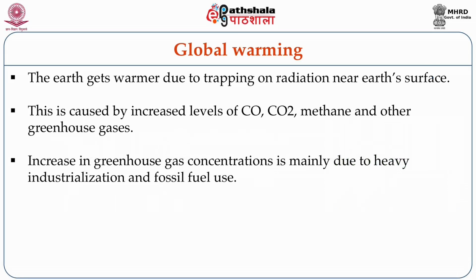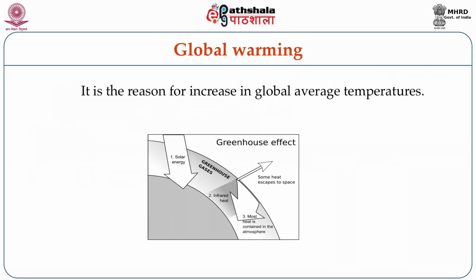It is not actually a true description of what happens. The earth actually gets warmer due to trapping of radiation near Earth's surface. This is caused by the increased level of carbon monoxide, carbon dioxide, and other greenhouse gases like methane. The increase in greenhouse gas concentration is mainly due to heavy industrialization and fossil fuel use. This is the reason for the increase in the global average temperatures.